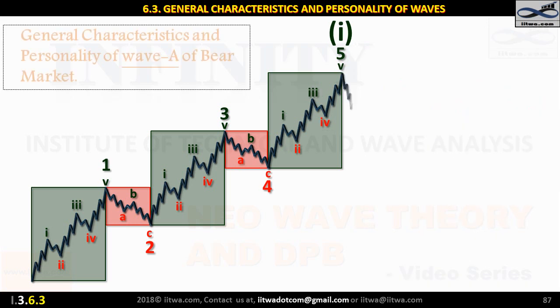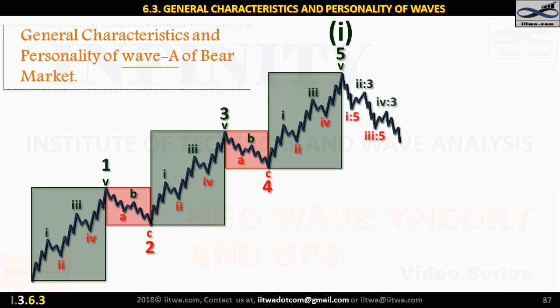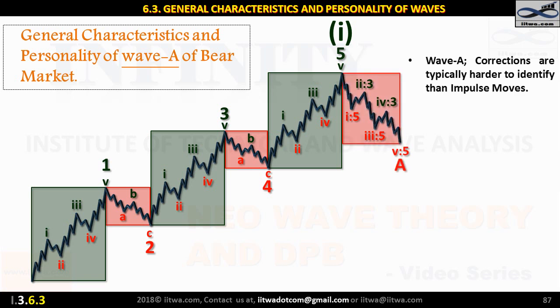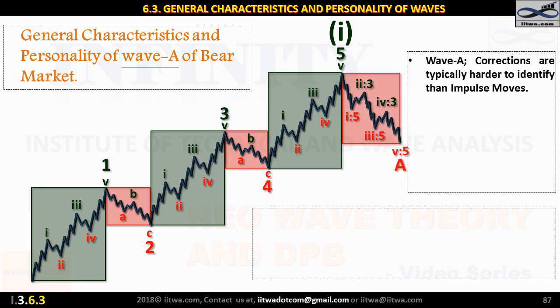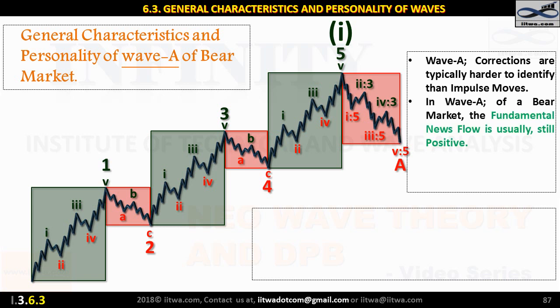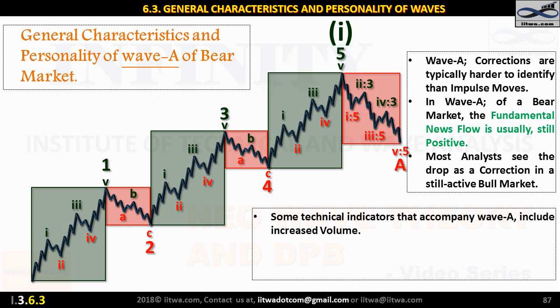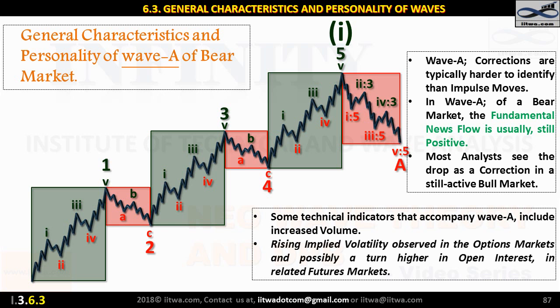General characteristics and personality of Wave A of a bear market. Wave A corrections are typically harder to identify than impulse moves. In Wave A of a bear market, the fundamental news flow is usually still positive. Most analysts see the drop as a correction in a still active bull market. Some technical indicators that accompany Wave A include increased volume, rising implied volatility observed in the options markets, and possibly a turn higher in open interest in related futures markets.